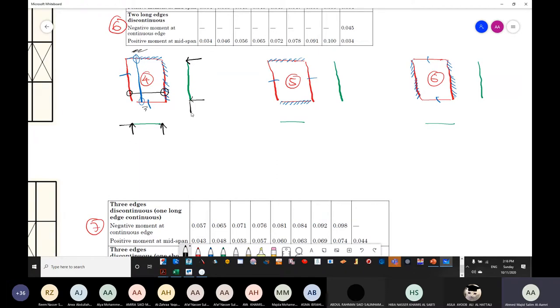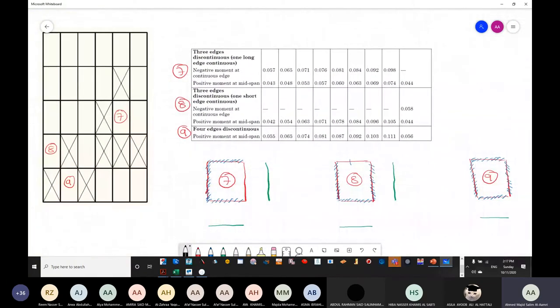Okay, so I'll just try to draw a little bit faster now. Continuous. You can draw these small lines to understand. Are we okay with cases 4, 5, 6? Okay, very good. Going for the other cases.